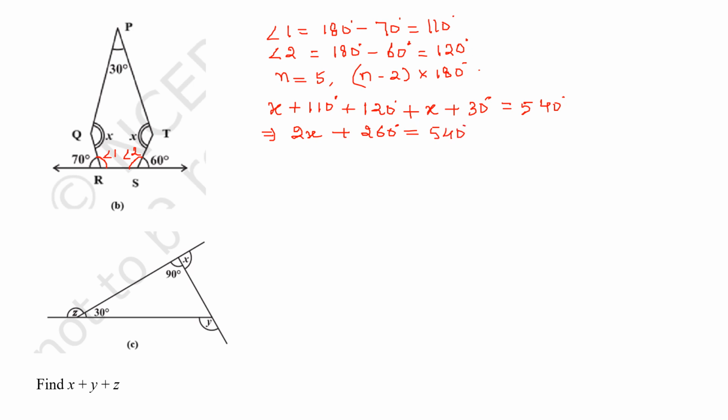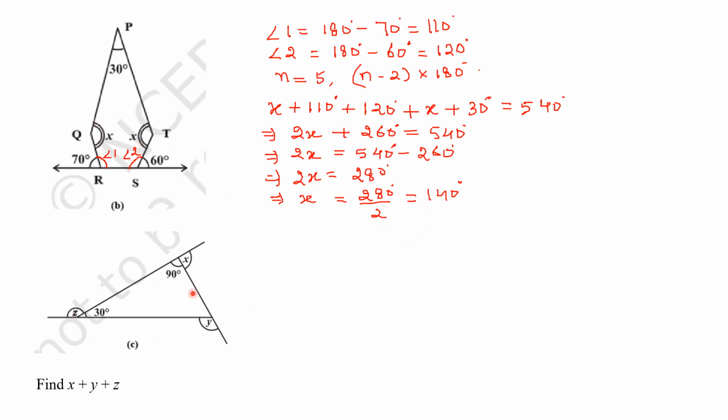equal to 540 degree. And 2x will be equal to 540 minus 260 degree. And what is 540 degree minus 260 degree? It will be equal to 280 degree. So the value of x will be 280 degree divided by 2, which will be equal to 140 degree. So in the second case, the value of x is 140 degree.